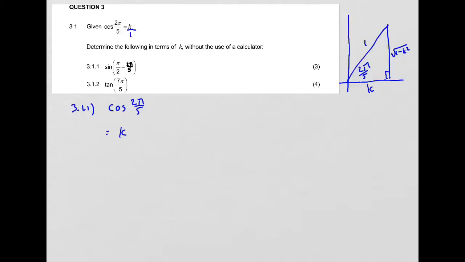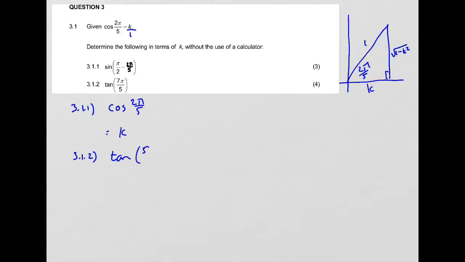Okay, 3.1.2. Now here you've got to do a bit of manipulation because we don't have the ratio for tan, nor do we have a diagram for the angle 7 pi over 5. So we can see that that's an obtuse angle. So we're going to reduce it the same way as we did in the previous question, where we find a multiple of the denominator that's close to the numerator. So in this case, it would be 5 pi.